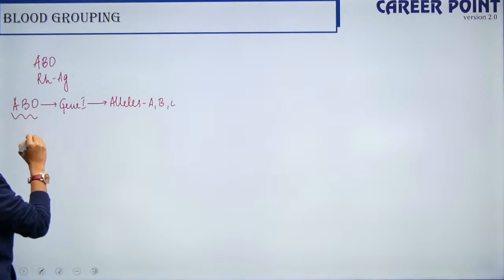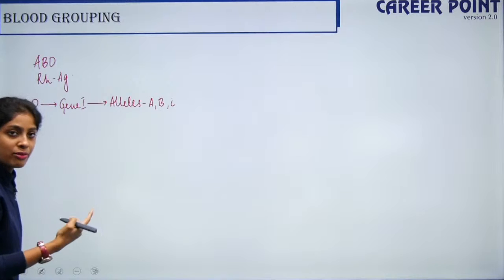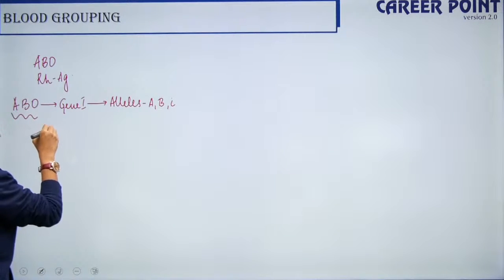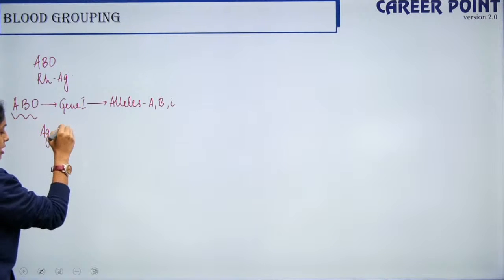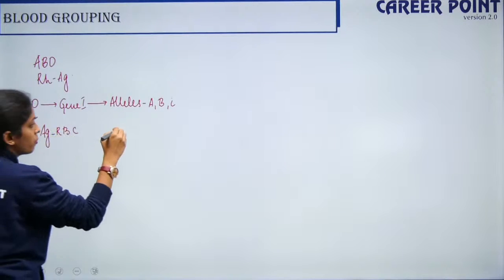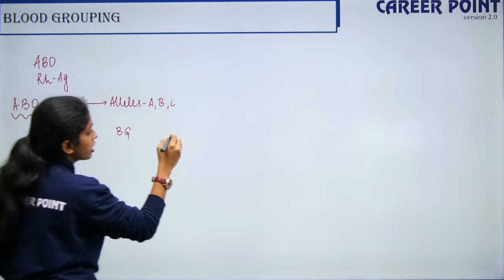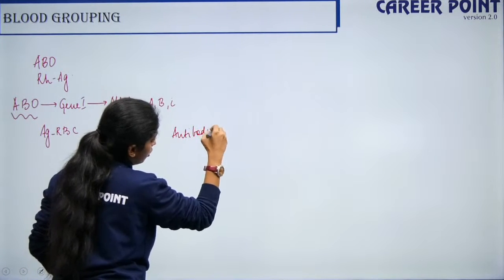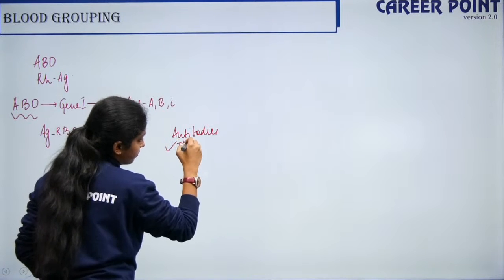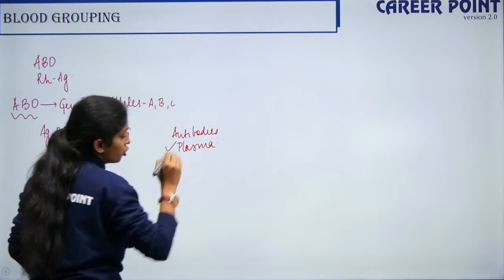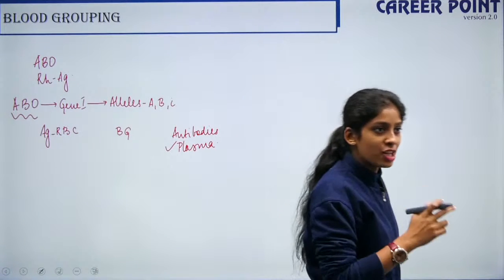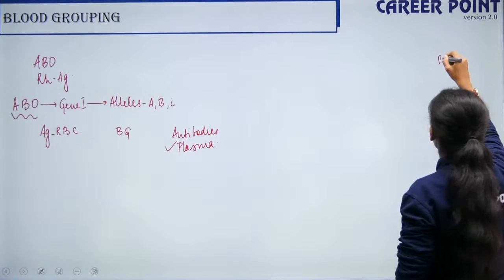Now moving further. Depending on the antigen that you have on the surface of your RBC, your blood group is decided, and we have the corresponding antibody which is present in the plasma. By now you should know the difference between blood and plasma. Blood has two components, so let's revise that as well.